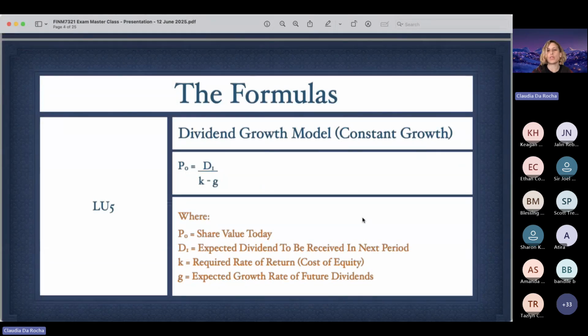So we've got two: constant growth and variable growth. The constant growth is the easier of the two formulas. What we're trying to do is calculate the share value today using our expected dividend and the required rate of return. When you're working with the dividend growth model, your required rate of return is the cost of equity. When we are dealing with free cash flow and other valuation methods, we look at your WACC, your cost of capital. So it's important to differentiate: with the dividend growth model we only use cost of equity, and with other models we use the WACC or cost of capital.